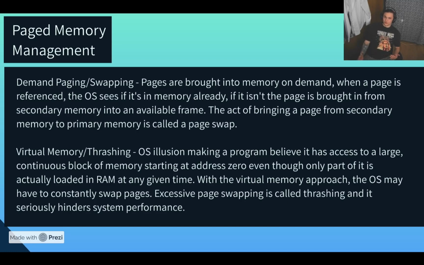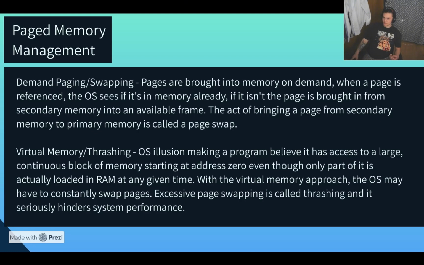Now, the idea of virtual memory and thrashing is also introduced. Virtual memory is where the operating system creates an illusion, leading a program to believe it has access to a large continuous block of memory, basically the entire memory of RAM, starting at address 0, even though only part of it is actually loaded into RAM at any given time.